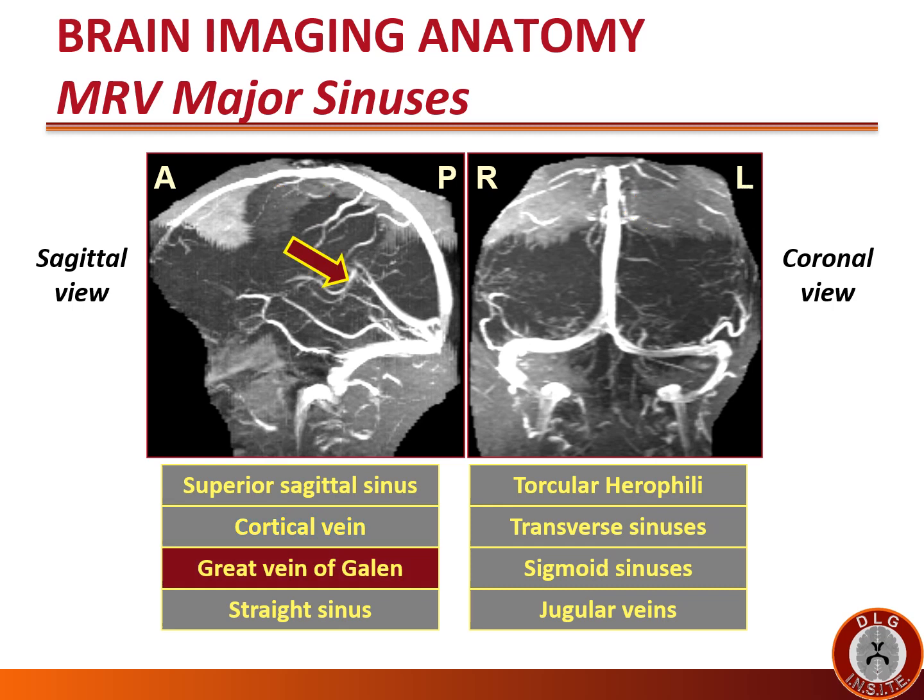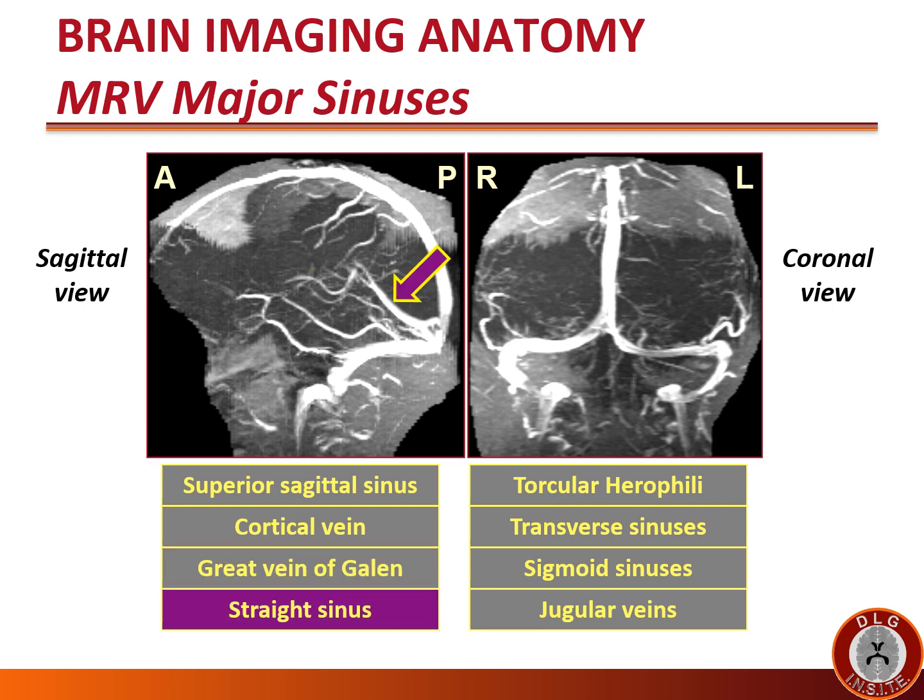The maroon or dark red arrow points to the great vein of Galen. The great vein of Galen is thick, but it's actually quite short and is a major vein within the deep cerebral system.